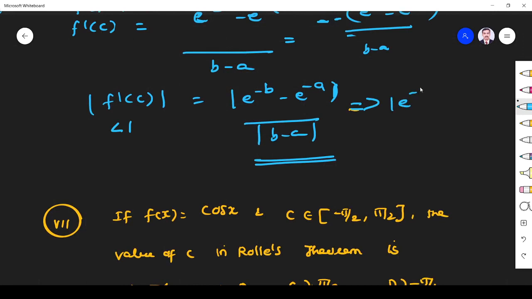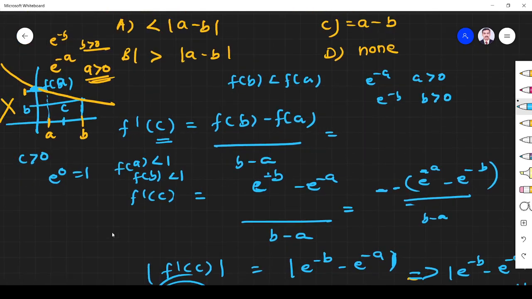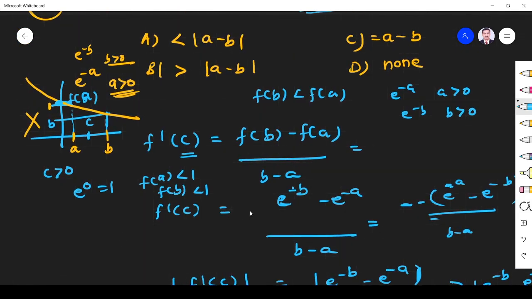So now what we understand, when you simplify this, is less than 1. This implies mod of e power minus b minus e power minus a should be less than b minus a. Because if I want this to be less than 1, the numerator should be less than the denominator. So I simply explain this. It's a simple problem. Right?